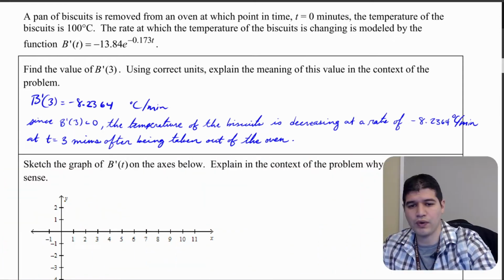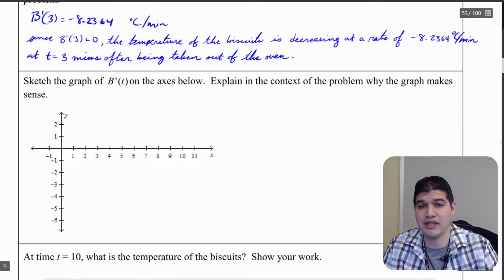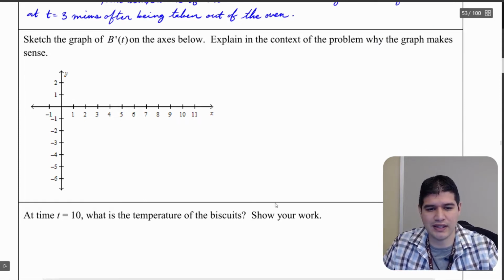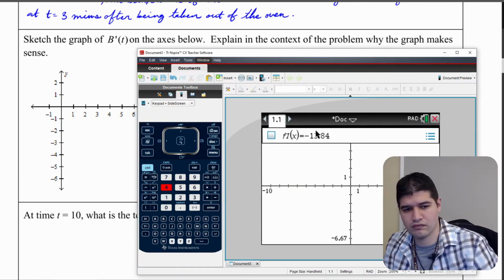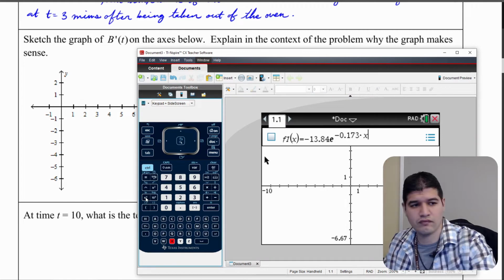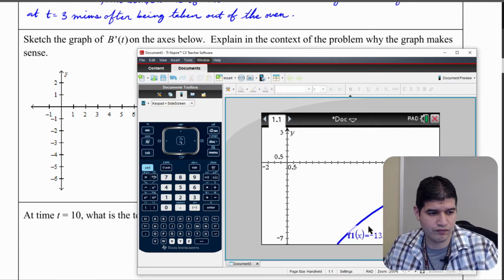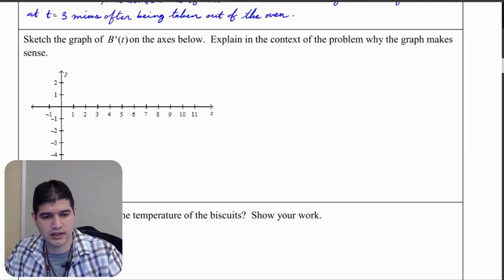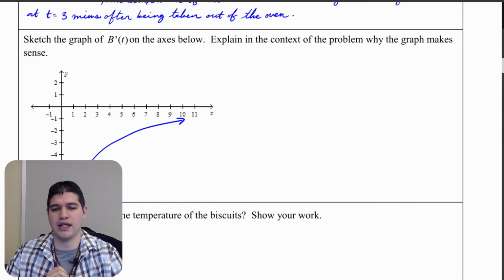All right, so now what we're going to do is graph our derivative, the one that we're given in the prompt, and explain how it makes sense. So first, let's see what this looks like. All right, so the graph that I got looks something like this, and it's just a sketch that I put down here. But why does this make sense? Why is it below the x-axis?